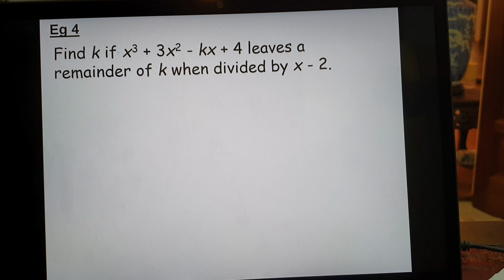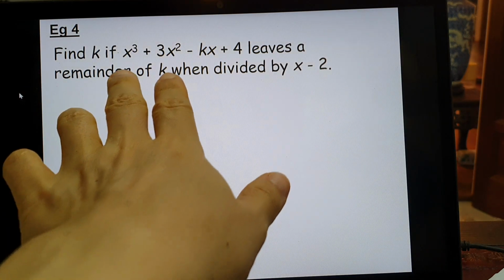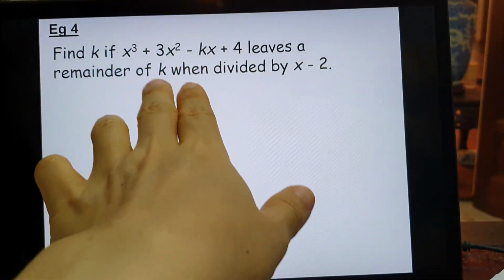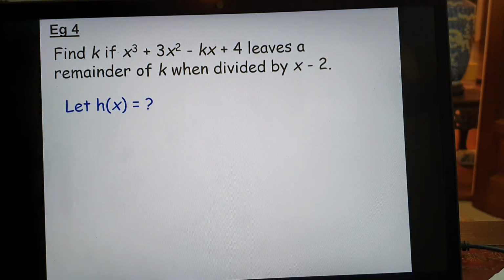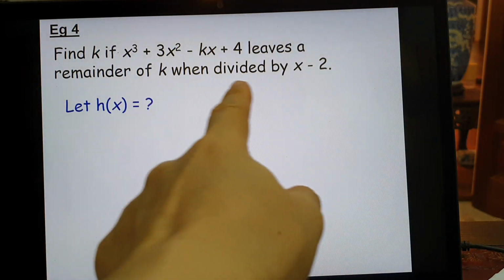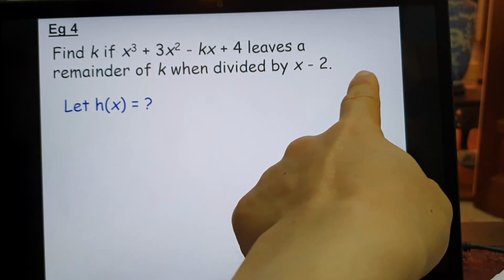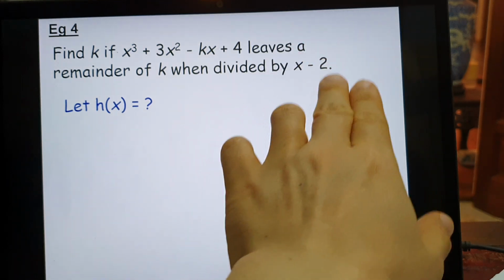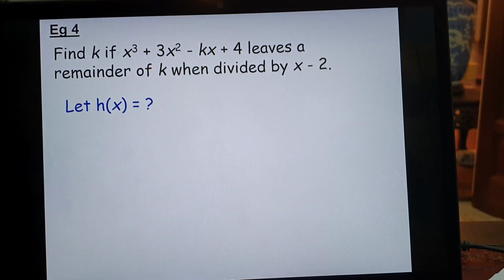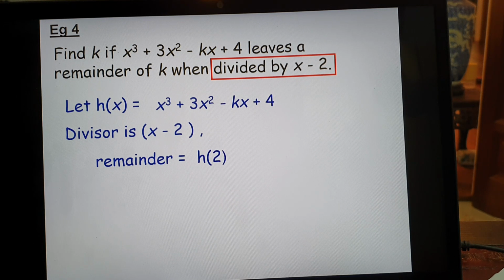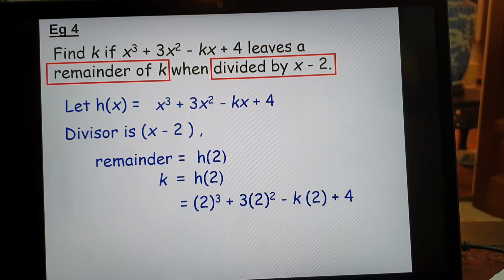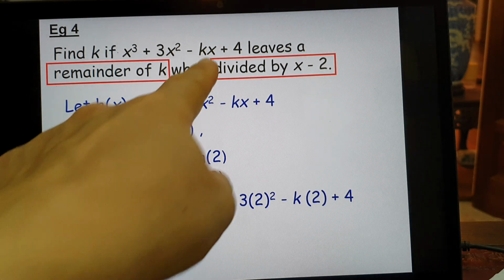Now, find k if this one leaves a remainder when divided by this. Firstly, as mentioned before, this polynomial has no name, so you've got to give it a name first. You can call it h, f, g, whatever you want. Then the important thing is what to substitute in, so you equate this to 0. Why? Because you want to make this whole thing 0. That's why you equate it to 0 to find out what x value to sub in. And once you sub in, you can find the answer. This is the value of k.